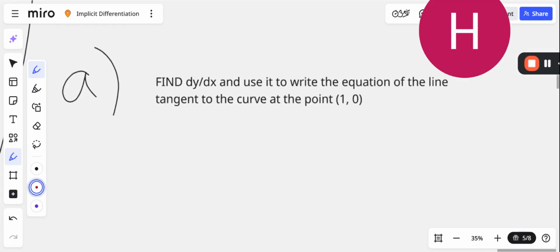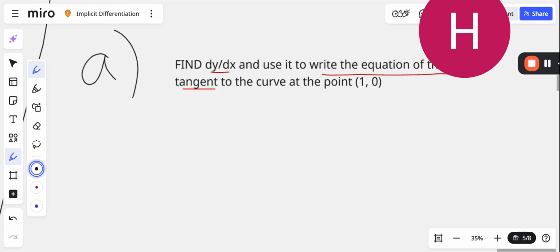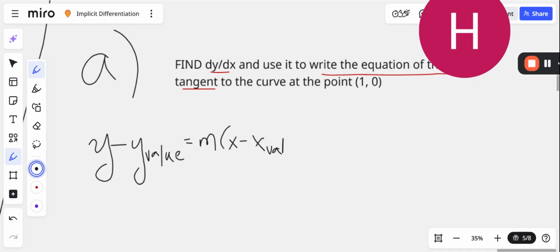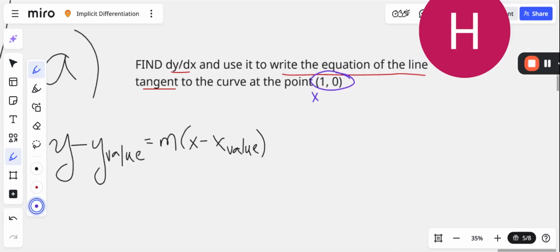We want to find dy dx. We also want to use it to write the equation of the line tangent. You already know what I'm going to say about that, I hope. I'm not even going to look at the curve equation again. I'm going to write y minus y value equals m times x minus x value. And you'll notice they gave us the x value and the y value. They gave us a point. Or I gave you a point. That was very nice of me, very generous. So there's your x and your y value.